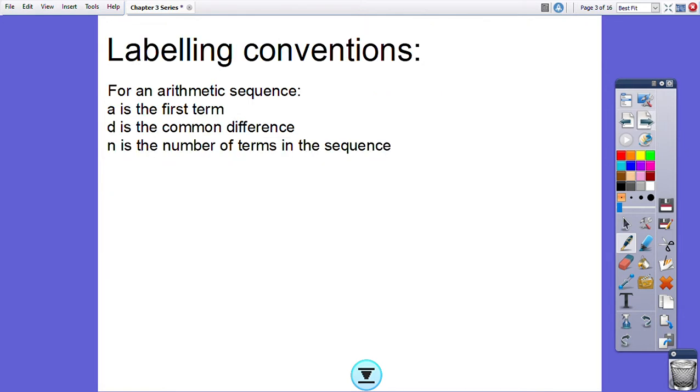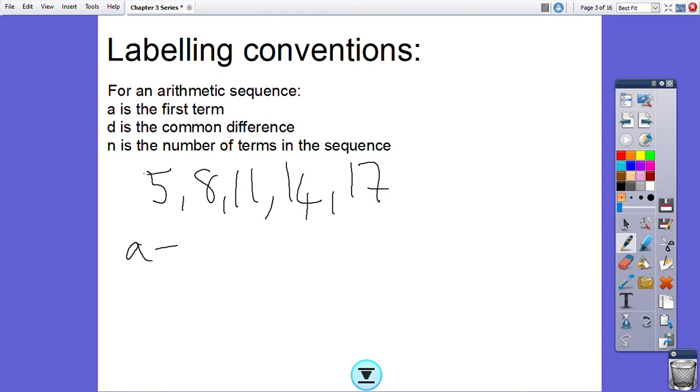Okay, let's have a look at the labelling conventions for an arithmetic sequence. Unsurprisingly, because it's the first letter in the alphabet, we use A for the first term, we use D for the common difference, and then N, because it's traditional, for the number of terms. So if you had a sequence, say 5, 8, 11, 14 and 17, then we have A equal to 5, D equal to 3, and N equal to, well, there's 5 terms there, so N is equal to 5.